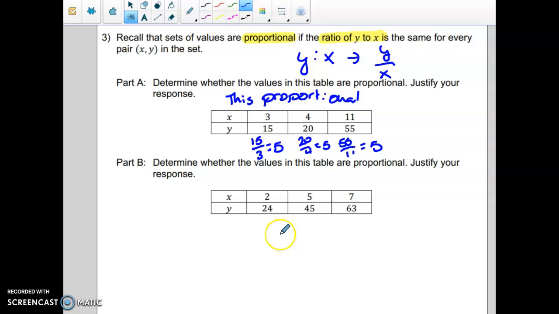Go ahead and give part B a try. When you're ready, unpause the video to check your answer. Alrighty, so hopefully you took a minute to write out these fractions. And we see though the last two fractions both equal 9, our first ratio here does not, so therefore this is not proportional.